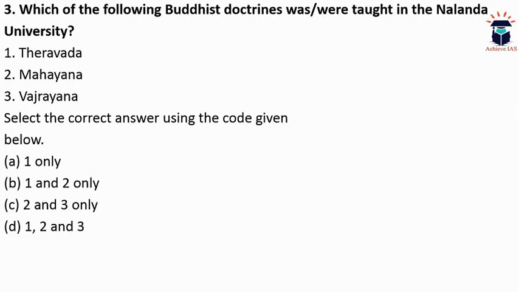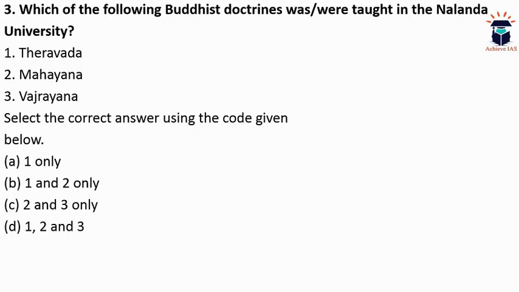And at the entry of this Nalanda University, an examination was conducted, and only the student who passed the test was inducted into the Nalanda University. That person was given the admission only. So friends, we have been asked here which of the following Buddhist doctrines were taught there. So friends, first is Theravada, second is Mahayana, third is Vajrayana. So we have to choose the correct option.